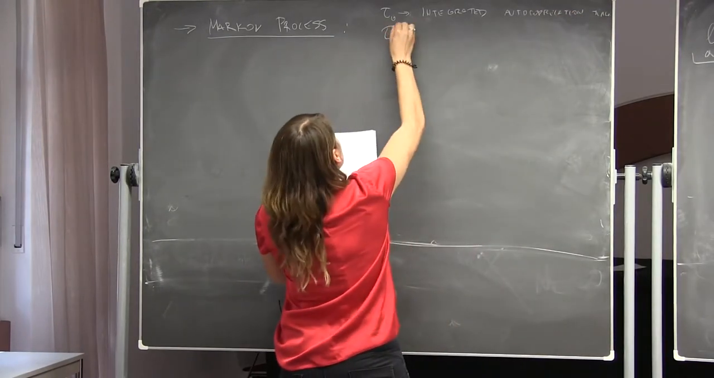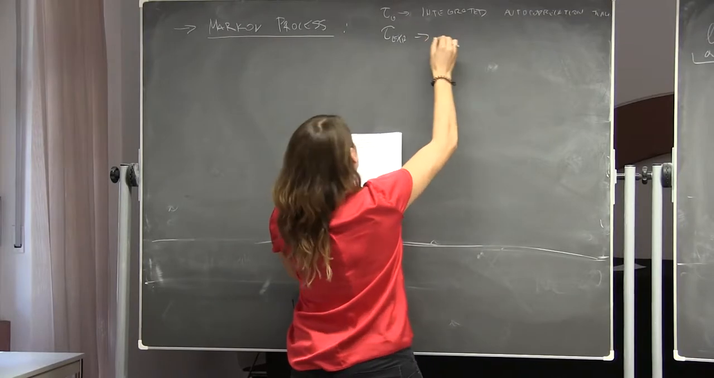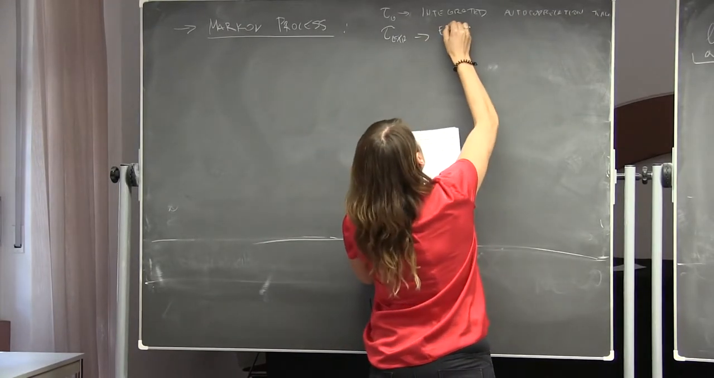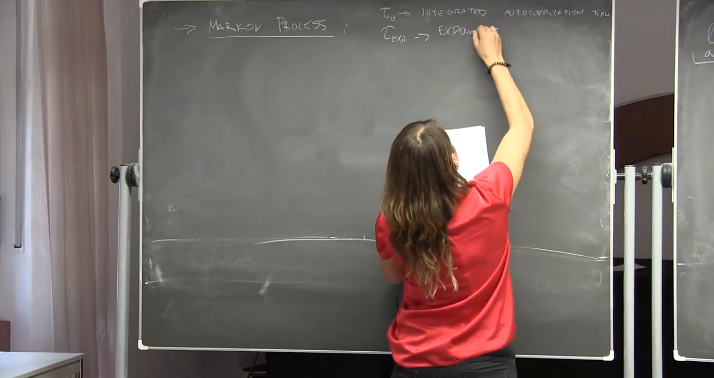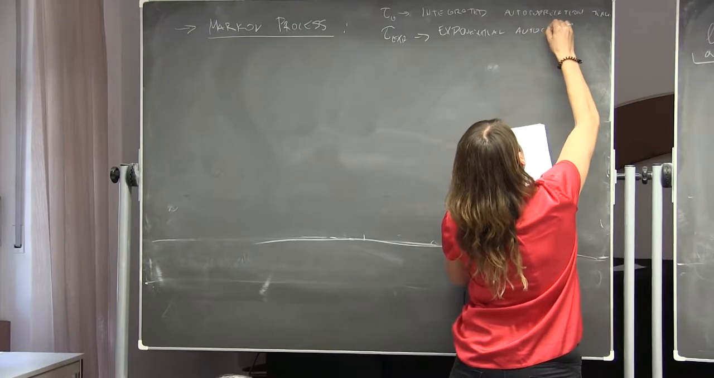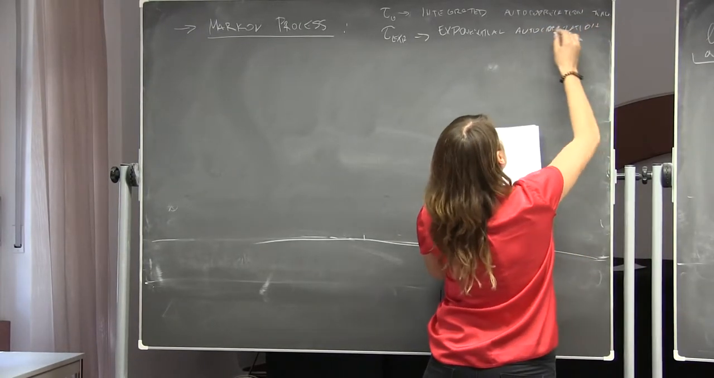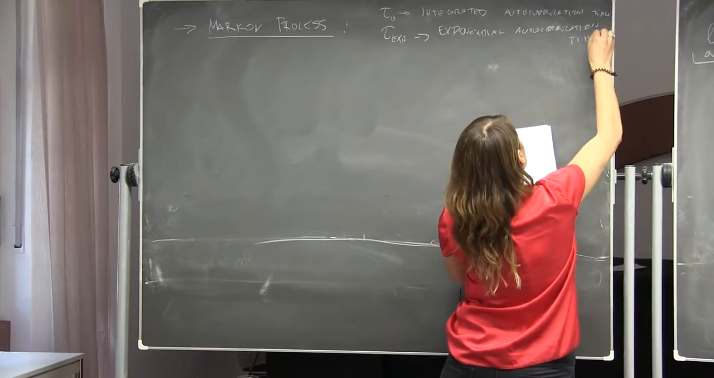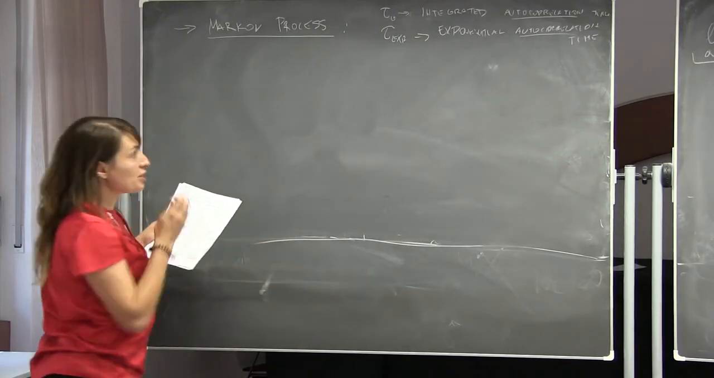And tau exp, which as the name says, would be exponential autocorrelation time. So why am I mentioning these autocorrelations here?